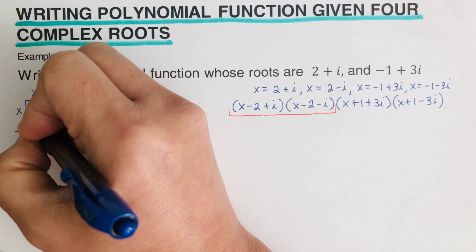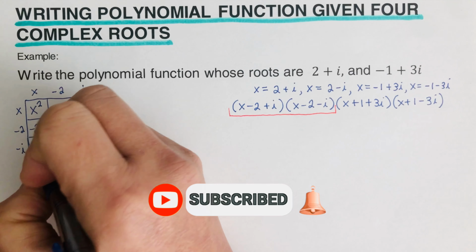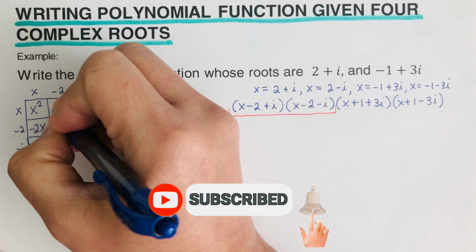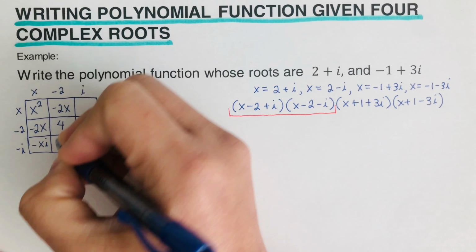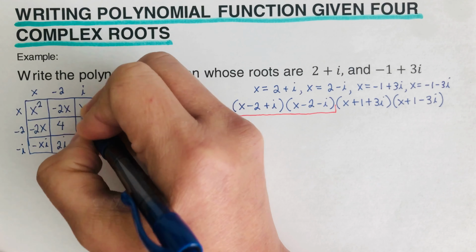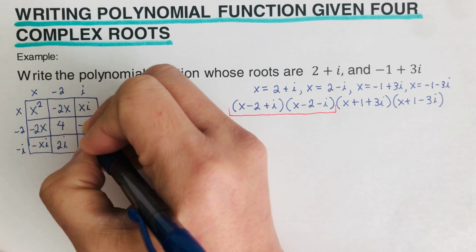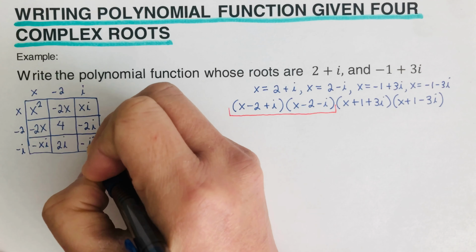So x times x would be x squared. This is negative 2x, negative xi, and this is negative 2x, positive 4. This is a positive 2i because you have a negative and a negative. This is a positive xi. This is a negative 2i. And this is a negative i squared.